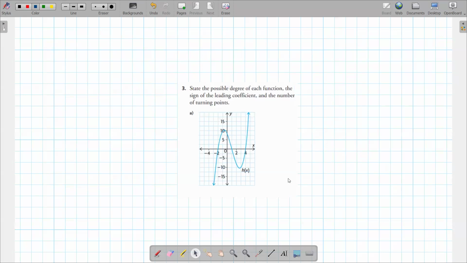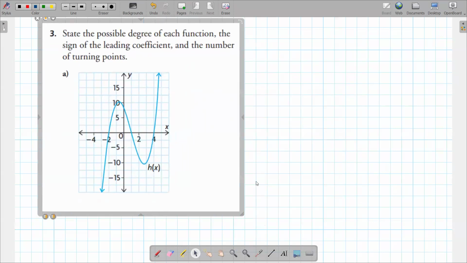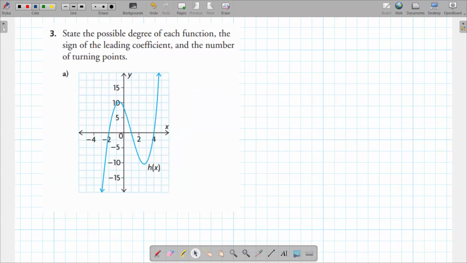Let's look at this one. It says, state the possible degree of each function. All right, so what's the degree of this function? Possible degree 3. The sign of the leading coefficient. Is it positive or negative? It's positive. And the number of turning points. 2. Very simple question.